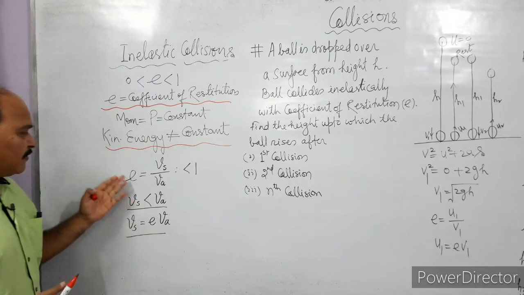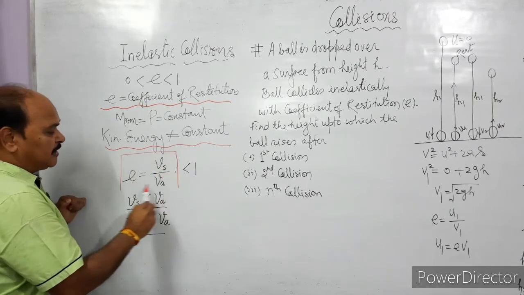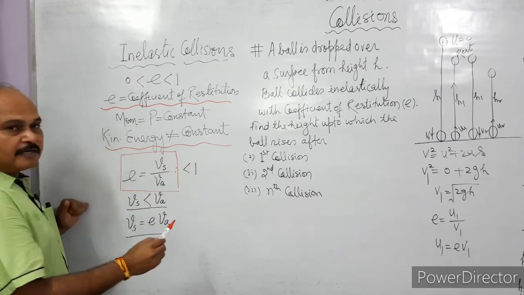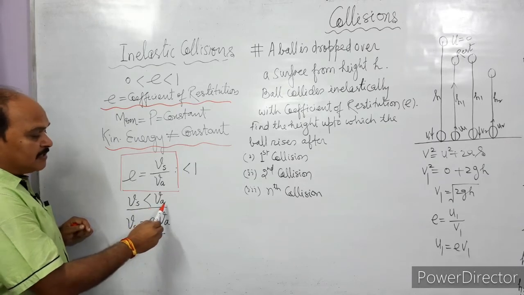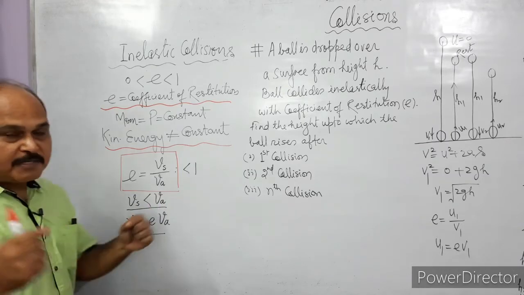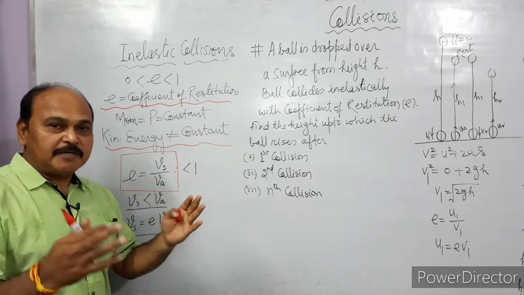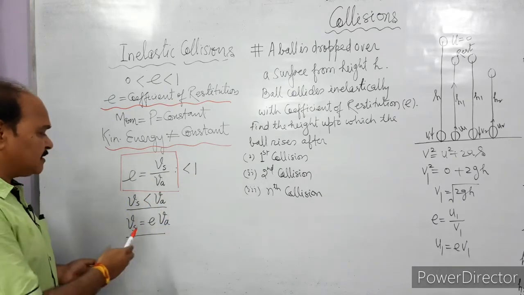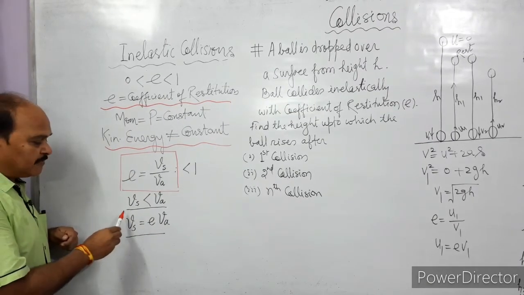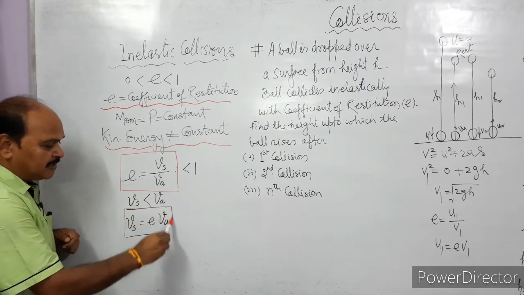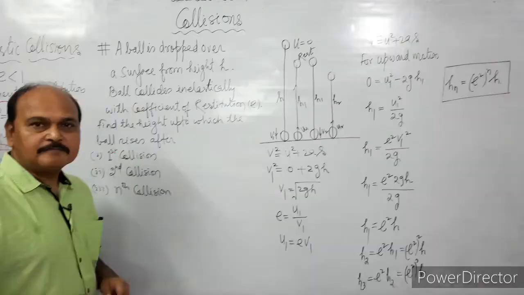Well, since coefficient of restitution, which is ratio of speed of separation to speed of approach, is less than 1, therefore speed of separation is always less than speed of approach. Objects approach with greater speed, but after collision their speed decreases, the speed of separation is less. That is what is inelastic collision. Speed of separation is E times VA, that is speed of approach.